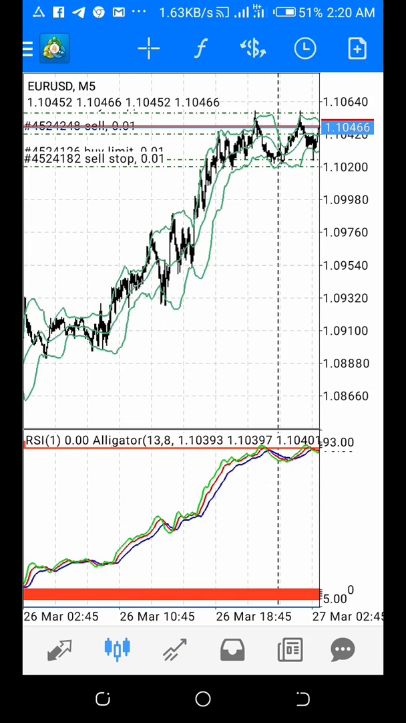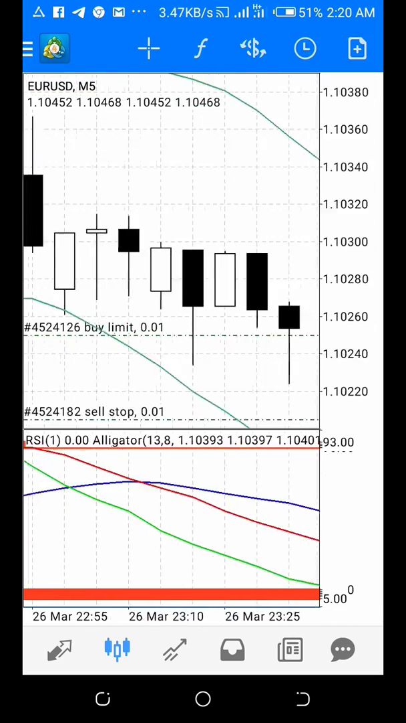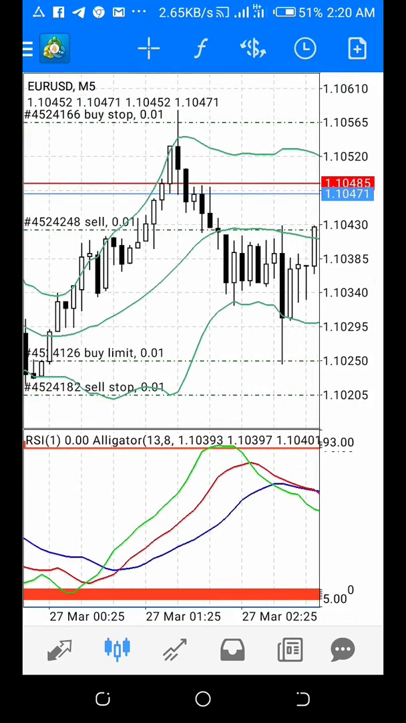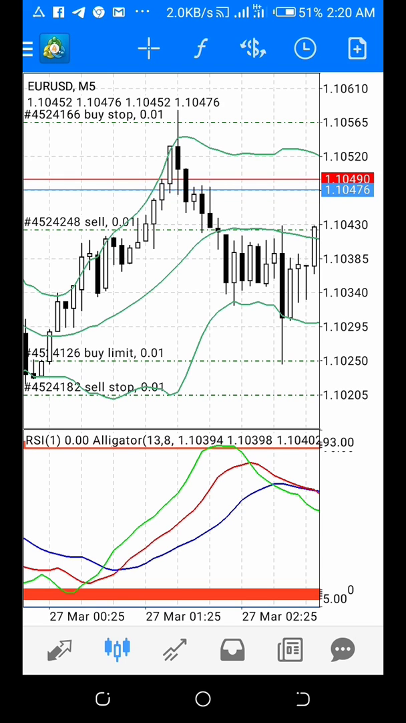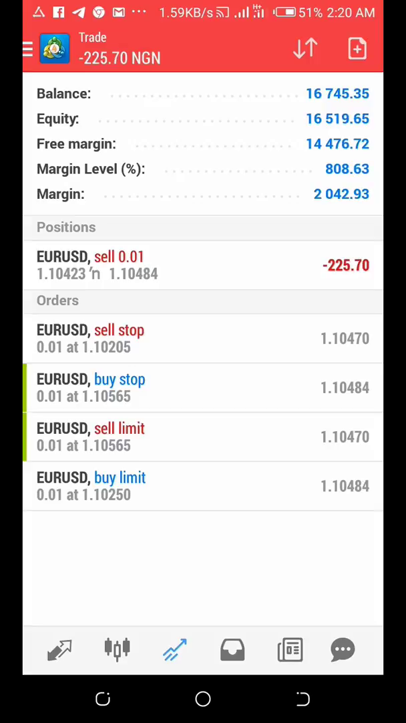My stop loss is going to be above. That's for a sell. For a buy, my stop loss is going to be below. And then my take profit for a sell is going to be below. That means I'm predicting that the trade will come down.